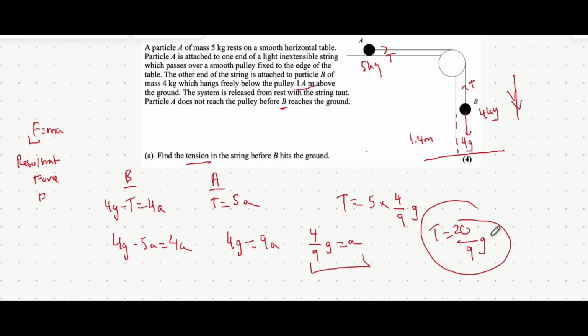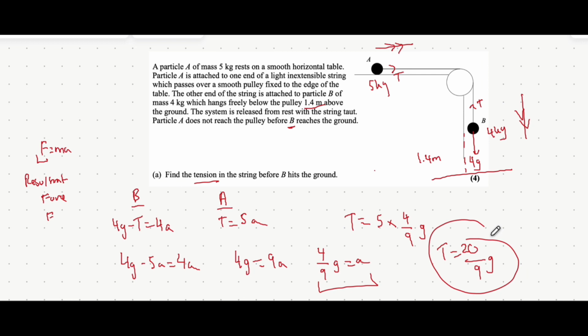And that's everything you have to do in this question. So step number 1 is always labeling the direction of acceleration. Step number 2 is labeling the forces that act in the direction of acceleration or against the direction of acceleration. And step number 3 is forming F equals ma equations, and you can take it from there. It really depends on the question.